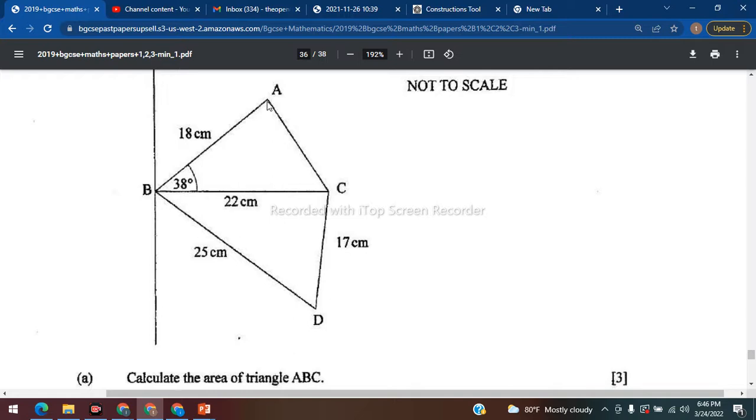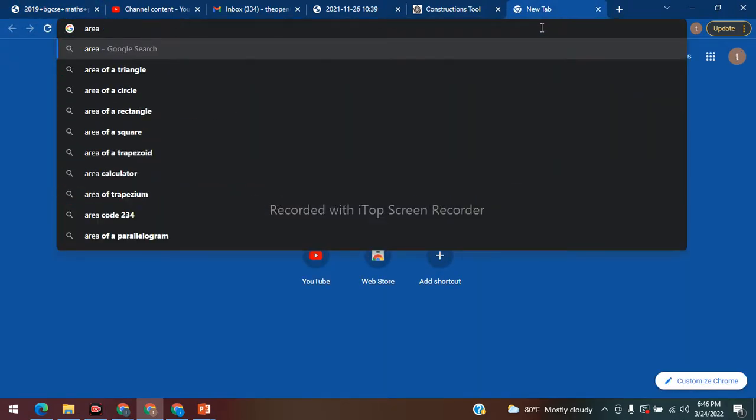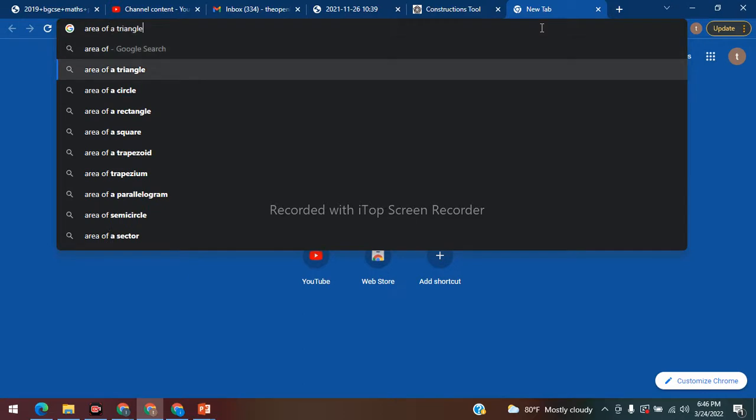Don't get me wrong, the area of a triangle is half base times height. The only thing is that we don't have our height, the height of this triangle, because the height is perpendicular to the base. So height is supposed to be running like this. Let me just show you what I mean. Look, area of triangle formula.